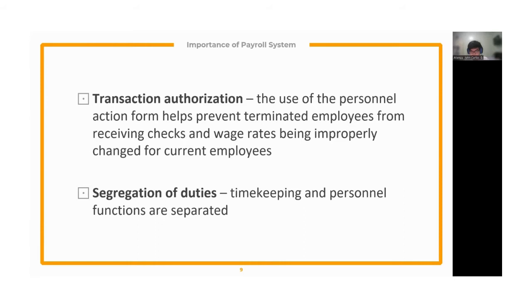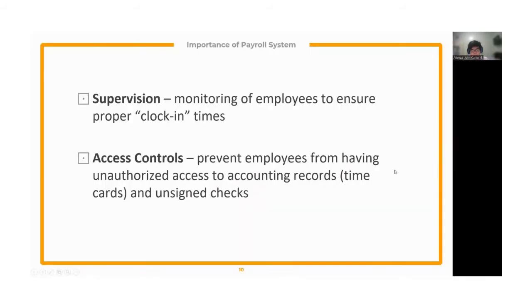So next, we have the segregation of duties. Timekeeping and personnel functions are separated. Then we have supervision, monitoring of employees to ensure proper clock-in times. This is important because in some cases, there are times when the workers in a company tell their other coworkers to clock them in, even though they didn't really clock in their time. So it leads to a false clock in time, which causes a discrepancy.